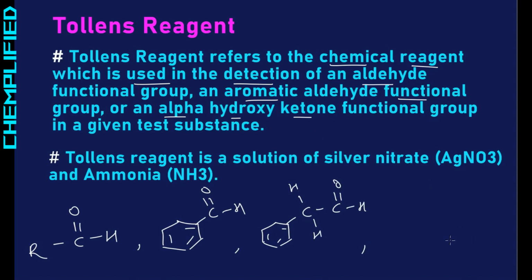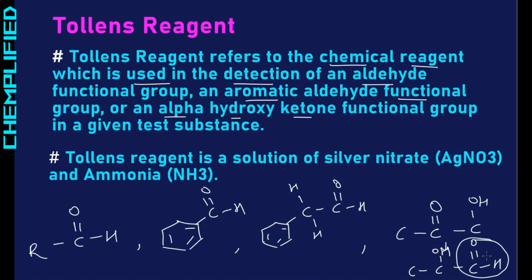Now what is an alpha hydroxy ketone? Alpha hydroxy ketone is this kind of compound. This kind of compound will undergo tautomerism and make an aldehyde again. What will happen is the above compound will change to CHO and C double bond OH. So this becomes an aldehyde after tautomerism. So this will give you a positive Tollen's reagent test.